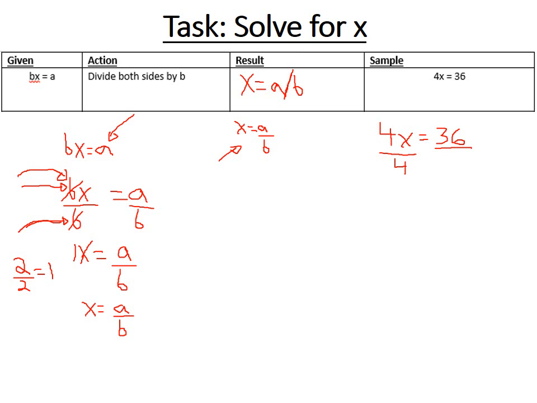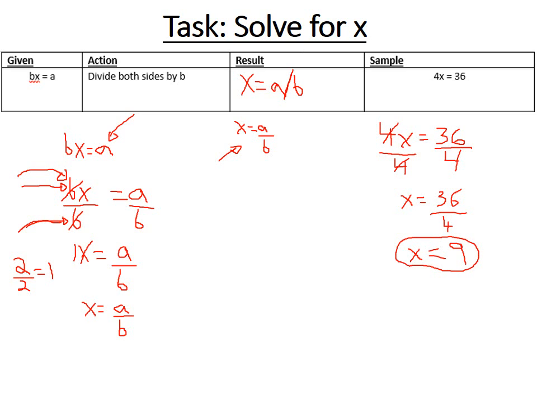The other side gets jealous, so you divide by 4 as well. You have to do the same operation on the other side. 4 over 4 is 1, so you can cancel that out, and you get x is equal to 36 over 4, and then in your head, or using your calculator, but I would practice these in your head, x is equal to 9. So you've just solved for x.